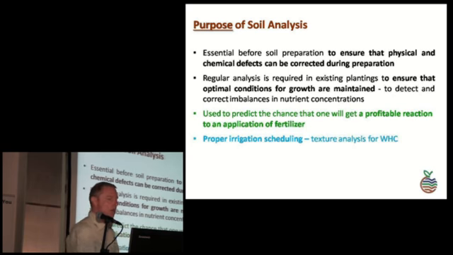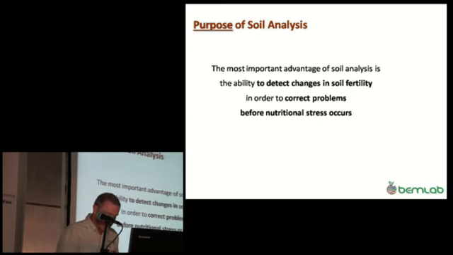And then the last one is, and this is a once-off analysis, and it touches on what Miku has said, to do proper irrigation scheduling. You have to take a soil sample, and the best time to do it is during soil preparation to establish what's the soil's water holding capacity. Okay, so if I can summarize in terms of the purpose, the most important advantage of doing soil analysis is to detect changes in soil fertility, and I'm referring to an established crop or an established orchard, to correct problems before you have nutritional stress.